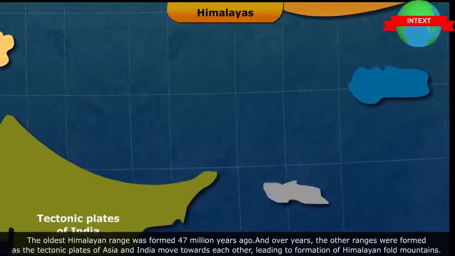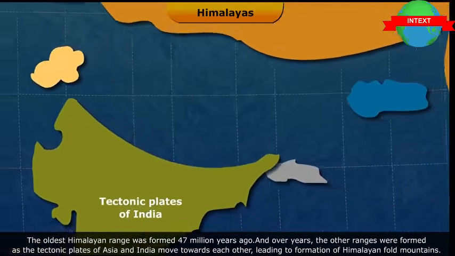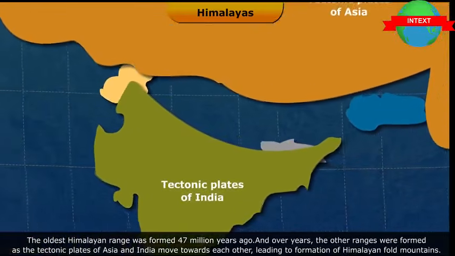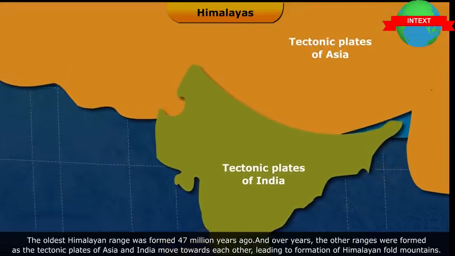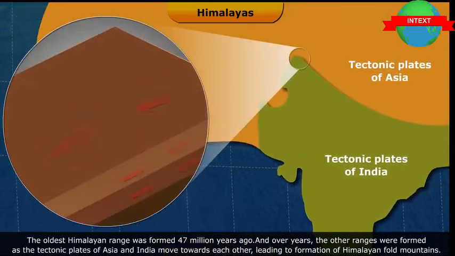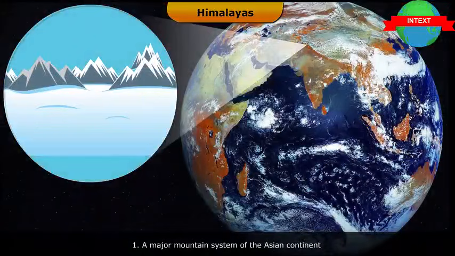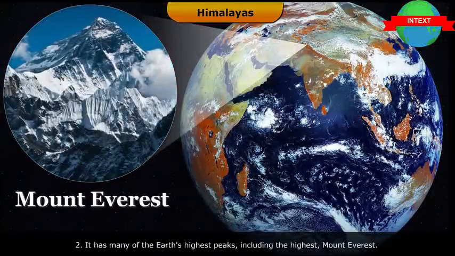The oldest Himalayan range was formed 47 million years ago. And over the years, the other ranges were formed as the tectonic plates of Asia and India moved towards each other, leading to the formation of the Himalayan fold mountains. It is a major mountain system of the Asian continent and it has many of the Earth's highest peaks, including the highest, Mount Everest.